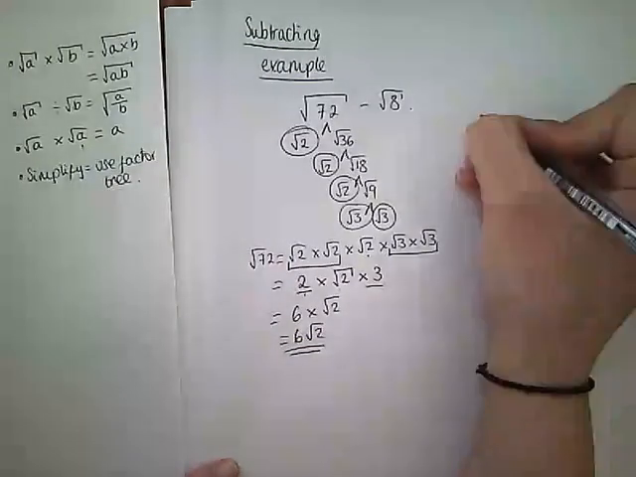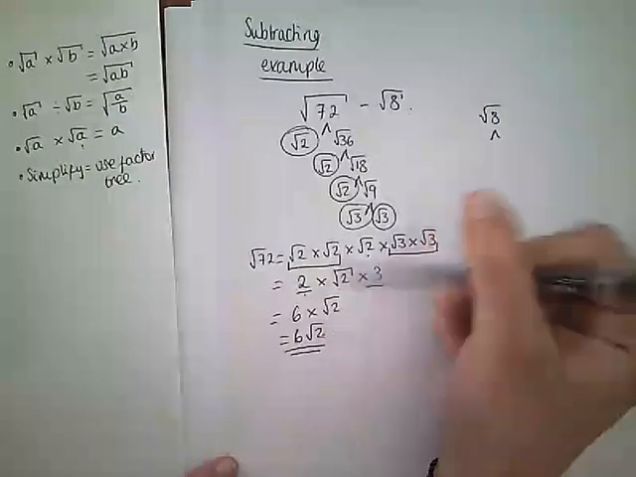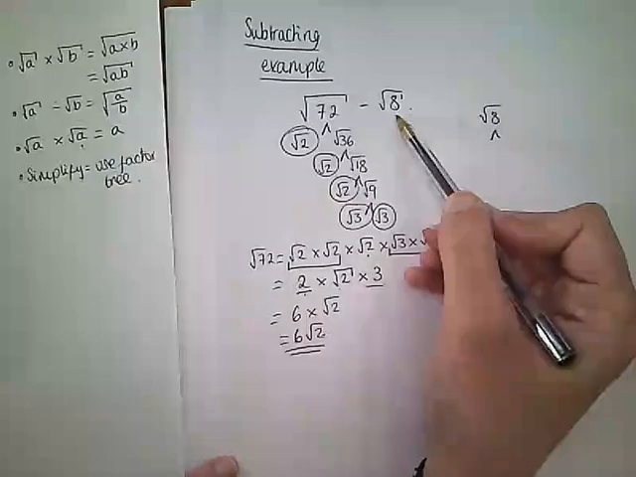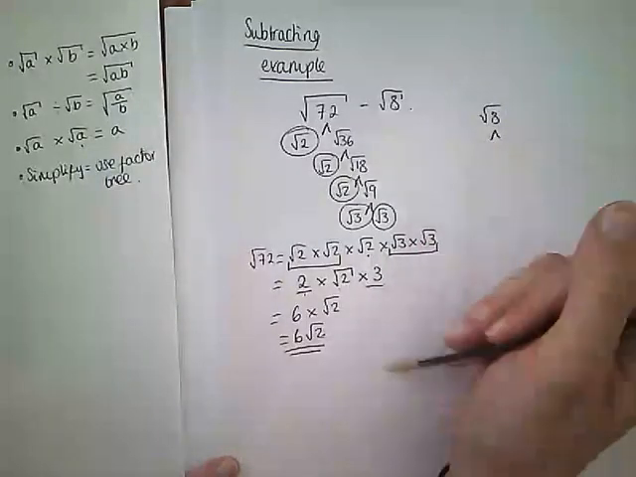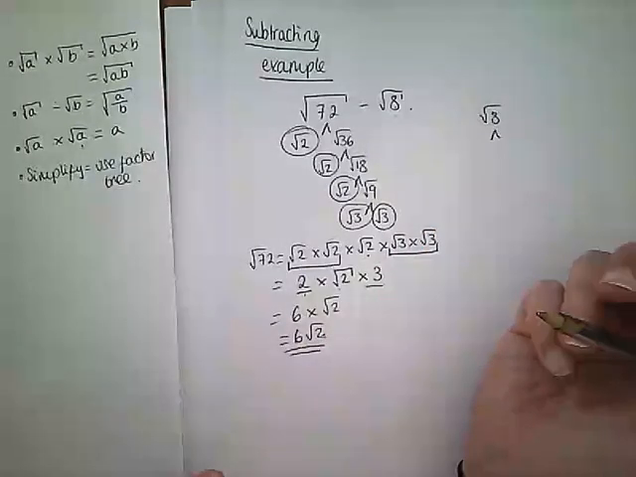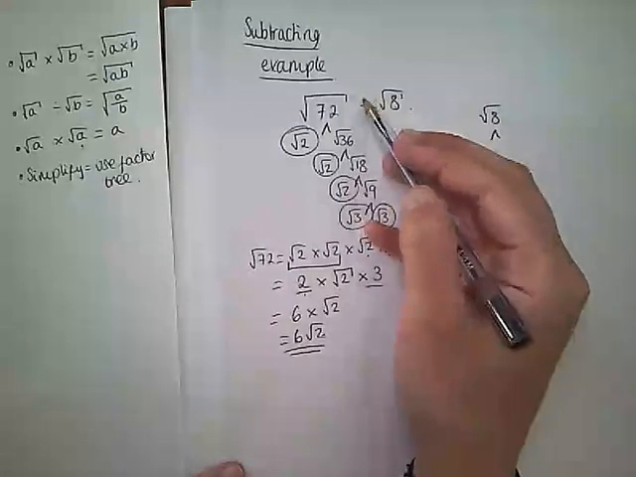Okay, let's look at root 8. We can't now add the 6 root 2 and the root 8 together because the 8 underneath the surd doesn't help. Hopefully when we simplify this, we'll end up with a 2 under the root. If we don't, that just means we can't simplify it any further. We can't add them together, can't subtract them. But let's see what happens.